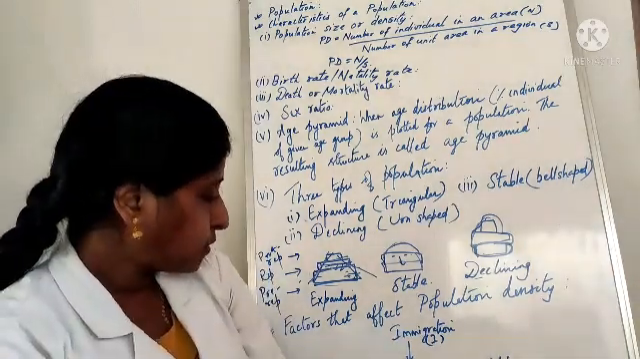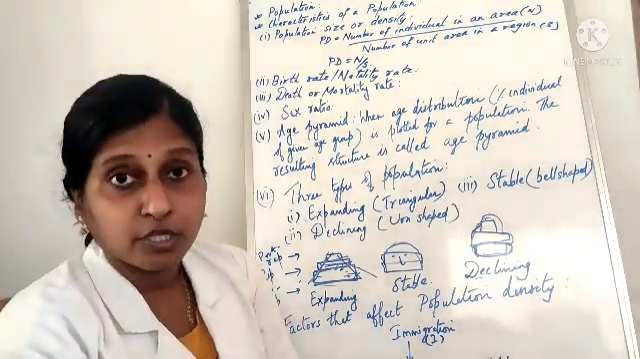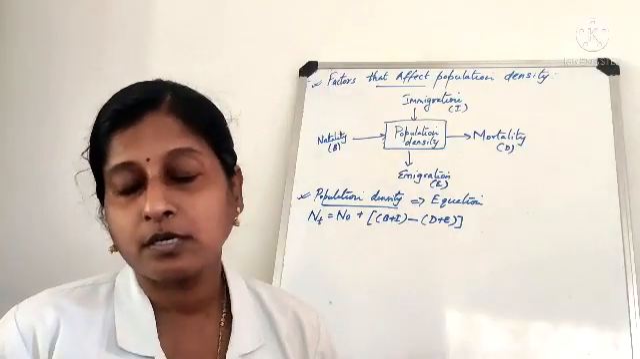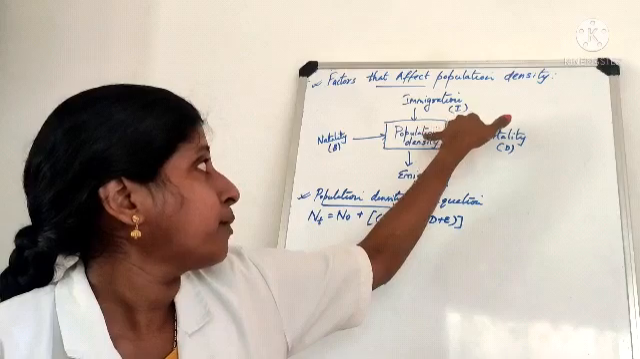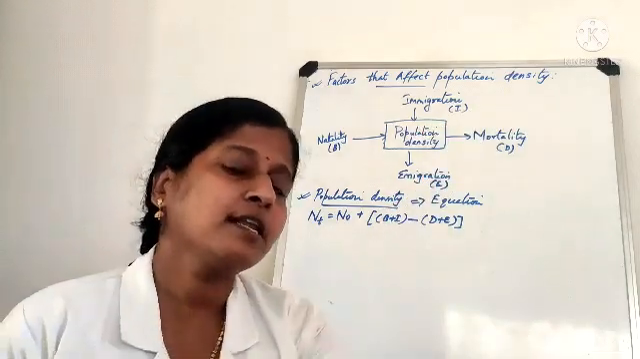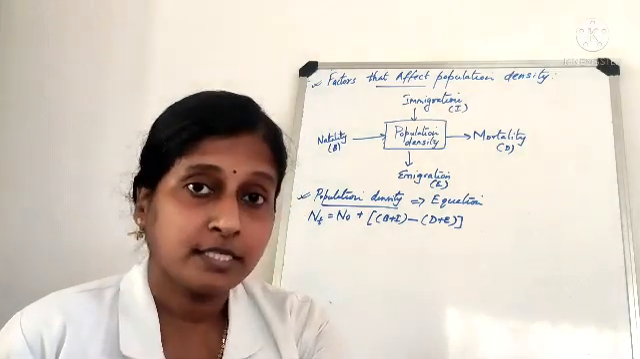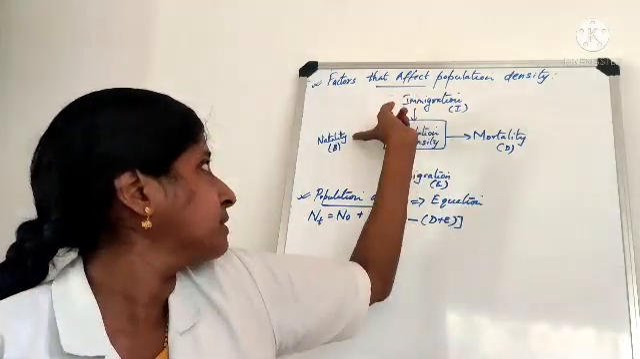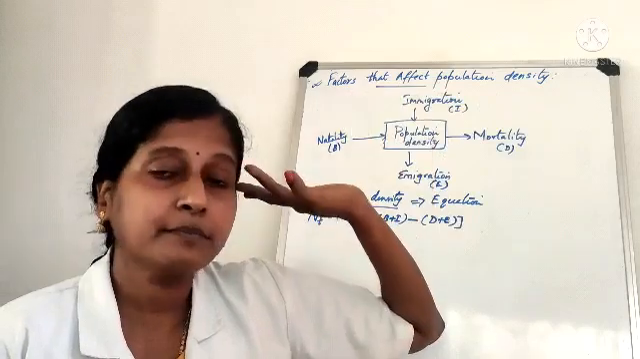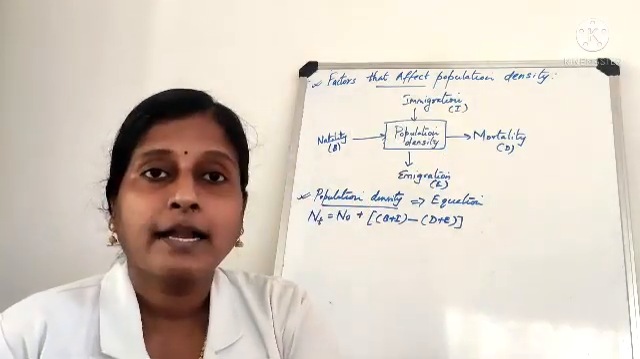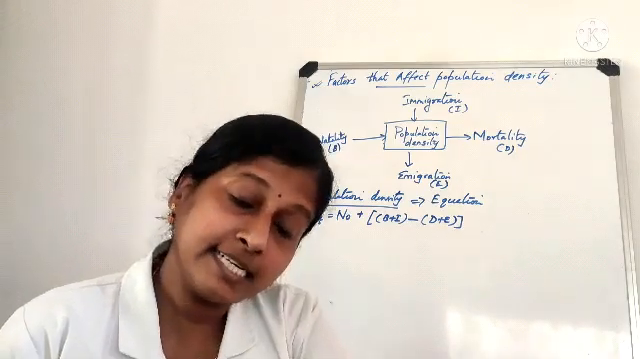Okay. So next we are going to discuss factors that affect population density. Right. So here also we are going to learn some terms. See, population density. We have already learned natality, which means birth rate, and mortality, which means death rate. Natality is represented as B, birth rate, and mortality is represented as D, death rate.